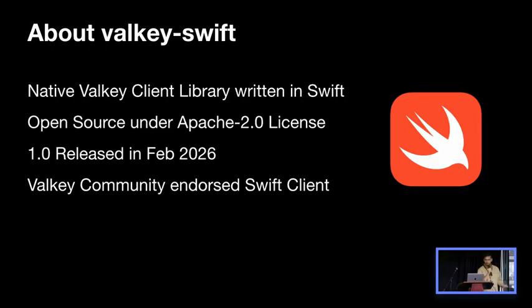Before we start, just a quick introduction to Valkey-Swift. It is the first native production-grade client library written in Swift. It is open source, and we did the first major release 1.0 early this year. It is also a Valkey community-endorsed Swift client, so you'll find it listed under the client section on the official Valkey website.